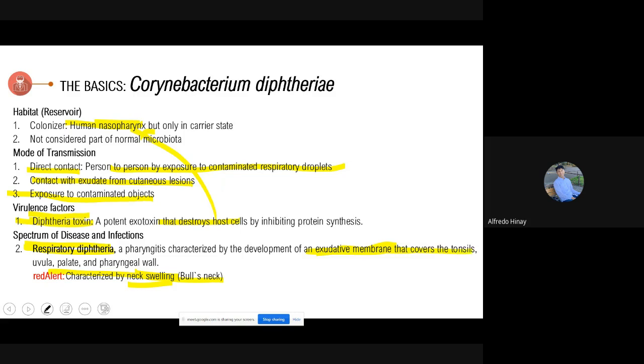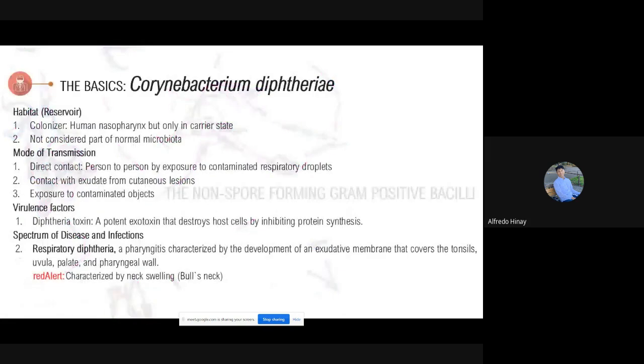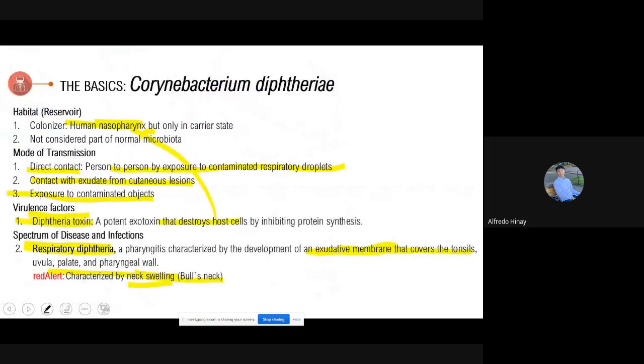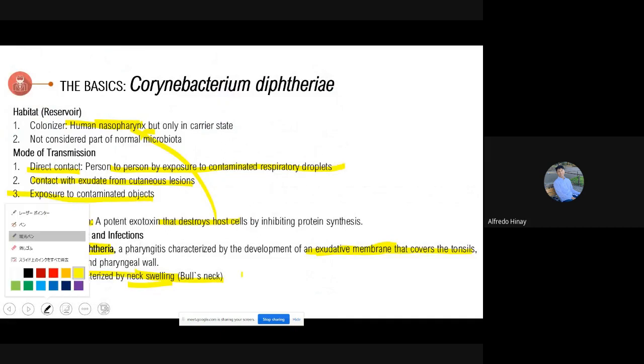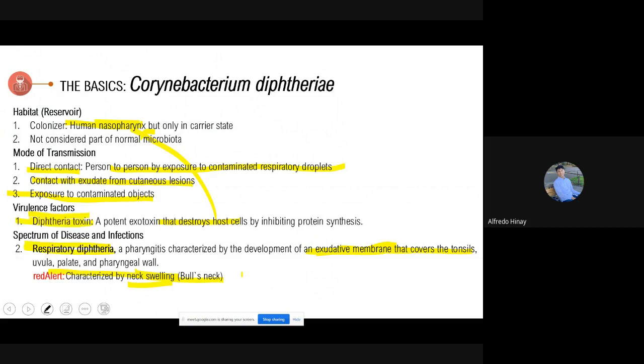Okay? And we call this one pseudomembranous pharyngitis naman, class. Okay, sulat ko muna here. Sulat ko na lang sa ano natin. You have your pseudomembranous pharyngitis naman, class. Okay, pseudomembranous pharyngitis naman siya. Okay, so yun yung condition associated with your Corynebacterium diphtheriae class.